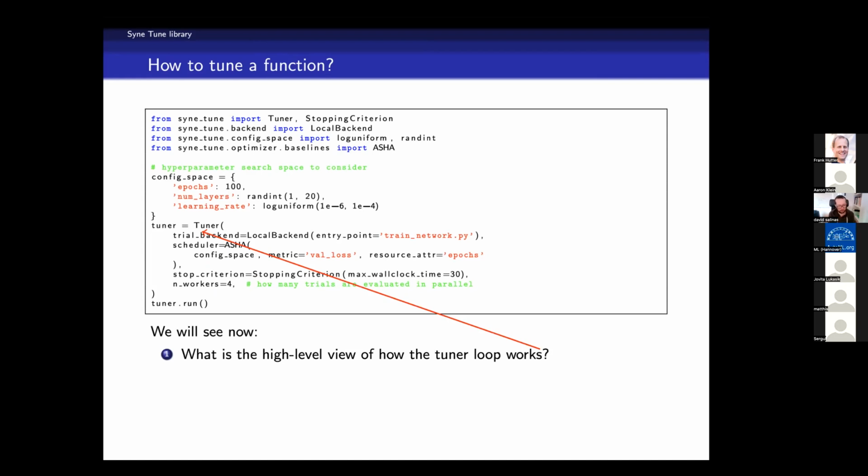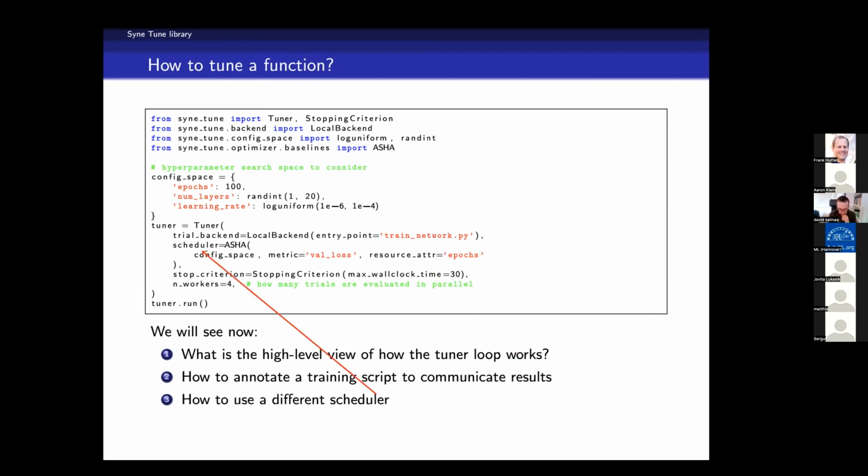I'll show you how the tuner loop works so that we have a high-level view of this component. Then I'll discuss, as a user, how you would provide this training script, and what you need to do to report your results. Then how you can use a different scheduler, which is basically just passing a different object, and how you can choose that rather than evaluating on the machine, you evaluate on the cloud or with simulation.